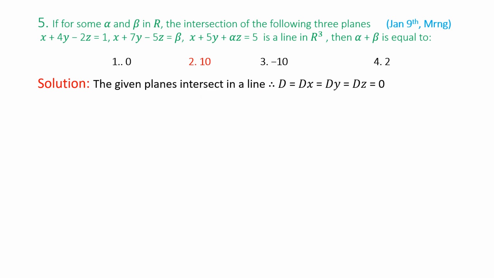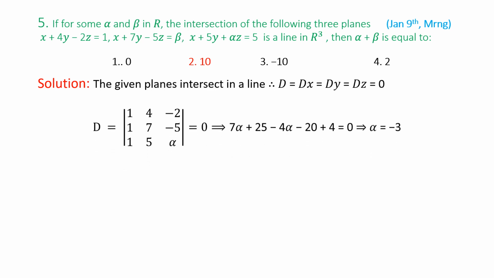So first we compute the determinant of the coefficient matrix. The coefficients are 1, 4, -2, 1, 7, -5, 1, 5, alpha, which will be written in the matrix. Now we calculate the value: 7 alpha plus 25 minus 4 alpha minus 20 plus 4 equal to 0. Now we get the value of alpha equal to -3.